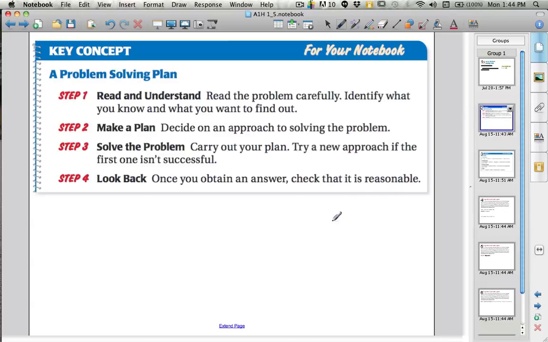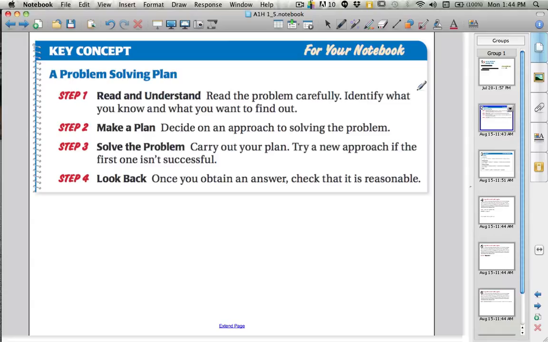But when we talk about a problem-solving plan, this is by no means the only way to go about it, but this is a pretty solid place to begin. As you go through and practice, you will probably develop habits and things that work best for you. You should always work with the things that work best for you. These things are advice, but this is by no means the only way to go about it. So the first step is to read and understand.